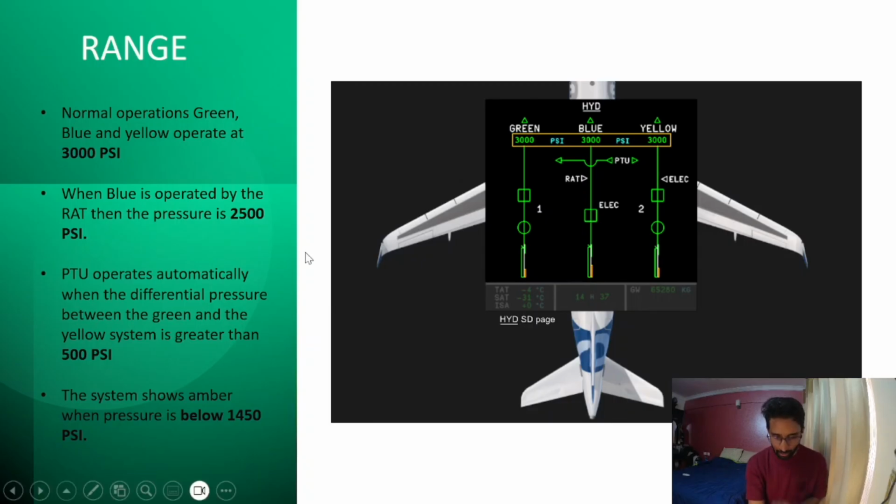So right now, if the pressure is 3000, it's in green. If it goes below 1450 psi, it will turn amber. So 3000 psi is normal, 2500 when supplied by the RAT, 500 for the PTU to work, and 1450 is when it becomes amber. These are all common questions, which is why I reiterated it.